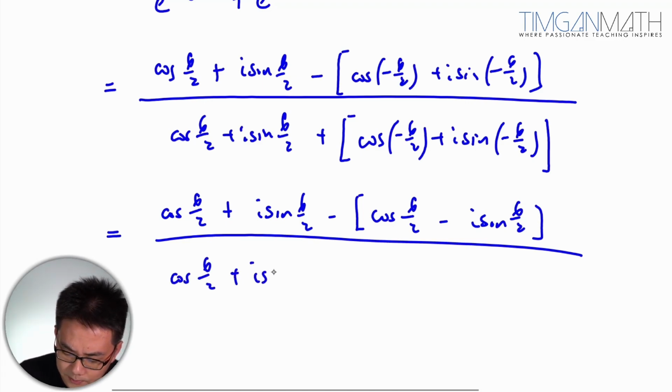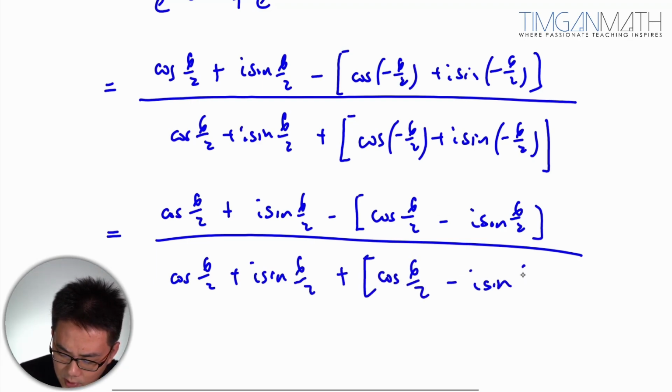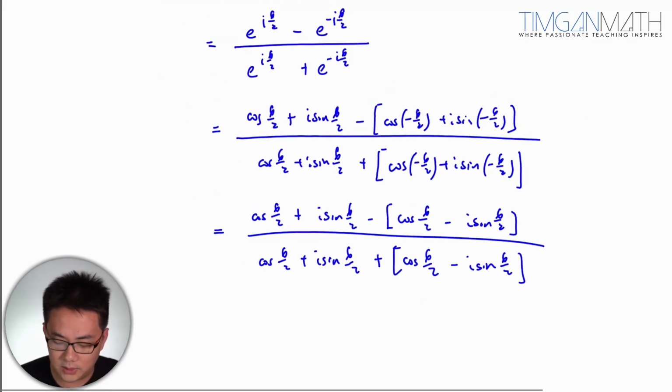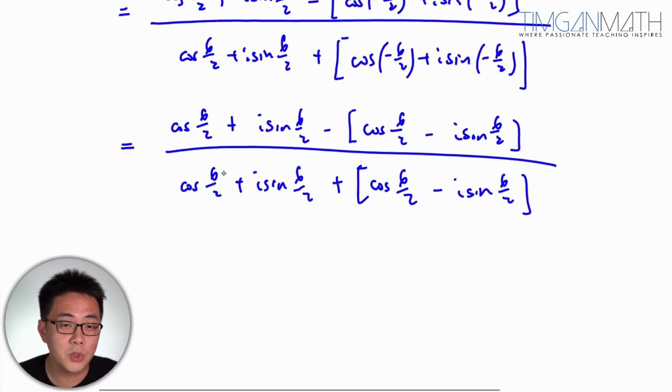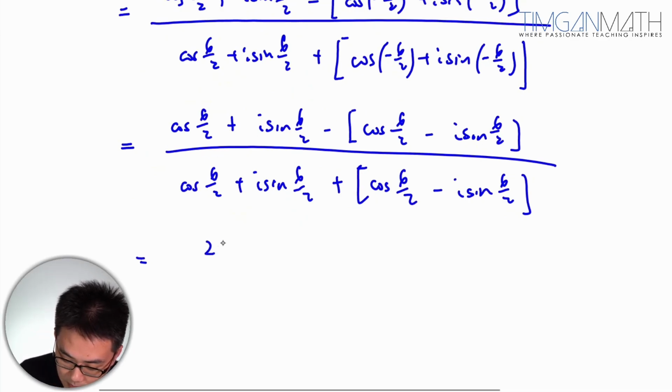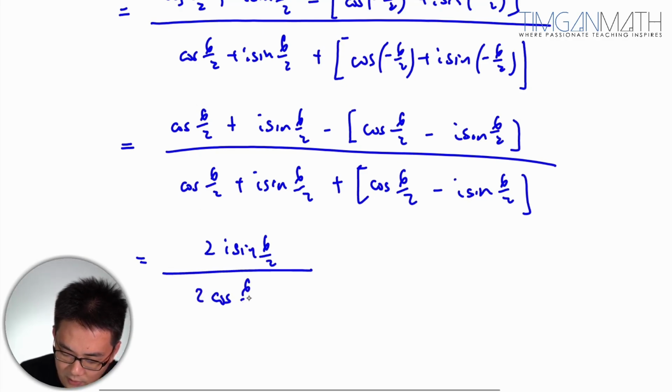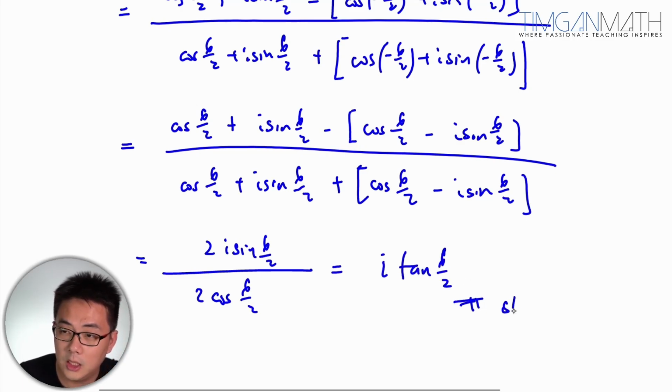Any comments or questions, please let us know in terms of how do you remember this expression here. I've gone through it quite often in class, so you should be able to know this. Plus, this will be 2i sine theta over 2. The one below would just be 2 cosine theta over 2. And this will just be i tangent theta over 2. Okay, shown.